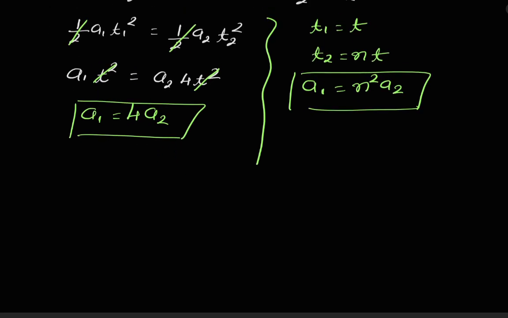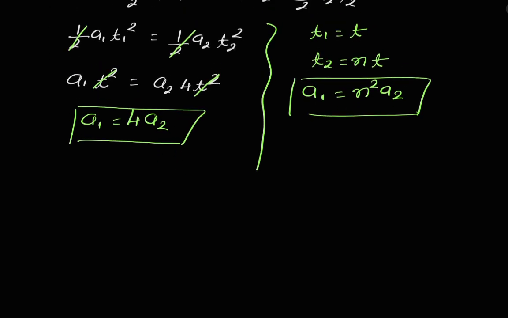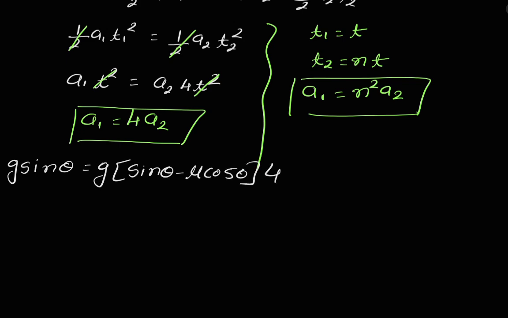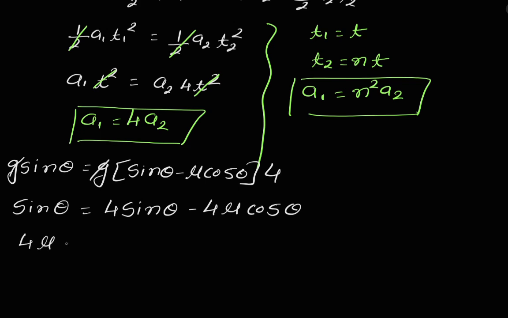Now बच्चों, let me put in the data and conclude this question. So a1 means g sin theta, and a2 is equal to g sin theta minus mu cos theta, multiplied by 4. Now g cancels out on both sides, and as I open the bracket with the 4, sin theta is equal to 4 sin theta minus 4 mu cos theta. As I simplify, 4 mu cos theta is equal to 4 sin theta minus sin theta, which means 3 sin theta.